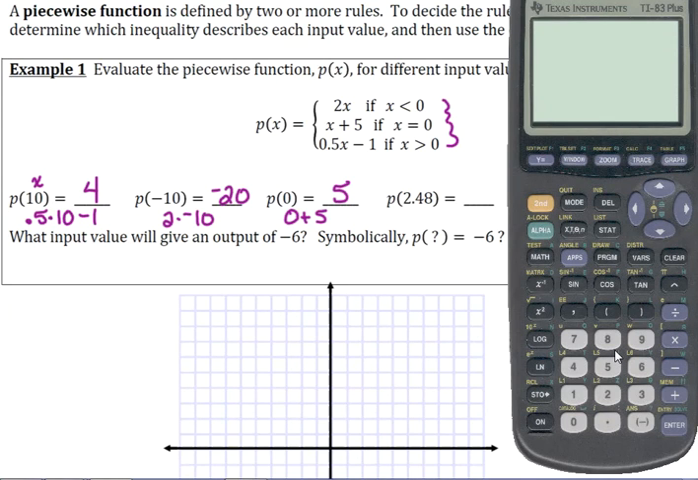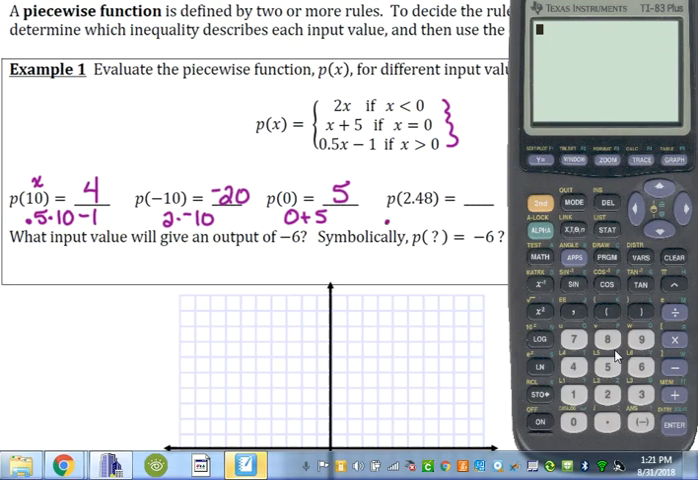But 2.48 is greater than 0, so we plug it into that last piece, 0.5 times 2.48 minus 1. I am going to use my calculator on this one. And the answer is 0.24.